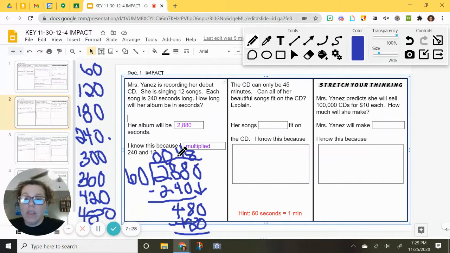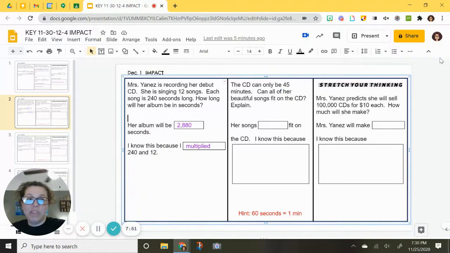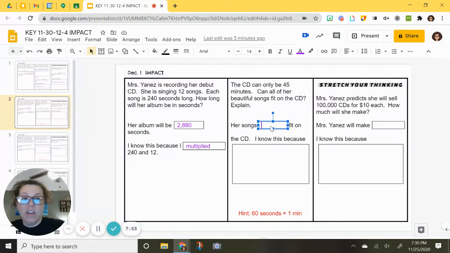So this information is telling me that 2,880 seconds is equivalent, which means equal to 48 minutes. So will all of the songs fit if it's only 45? No. Something's going to have to be cut. Her songs will not fit on this.